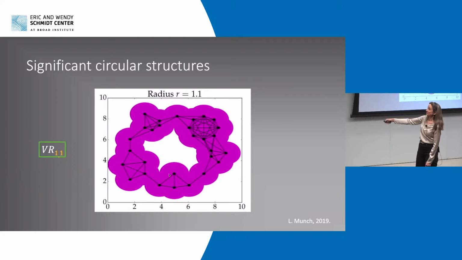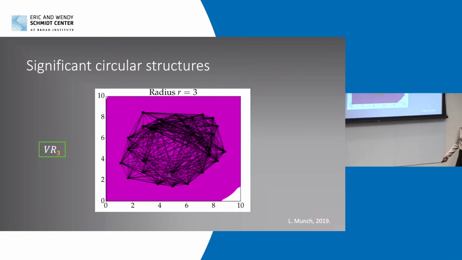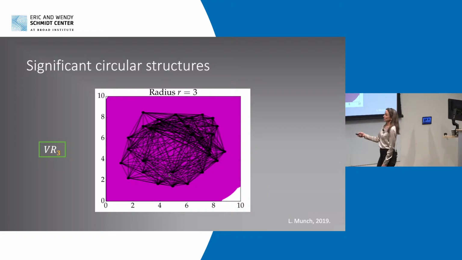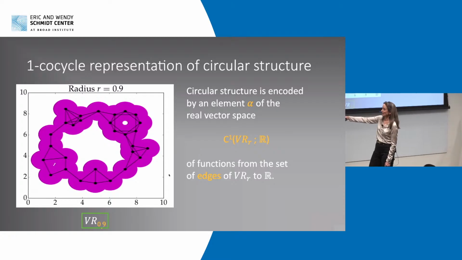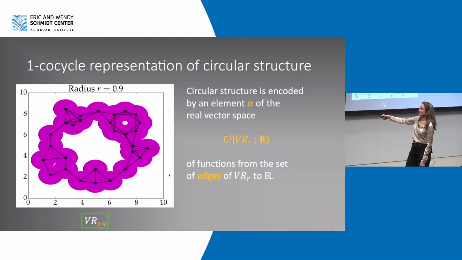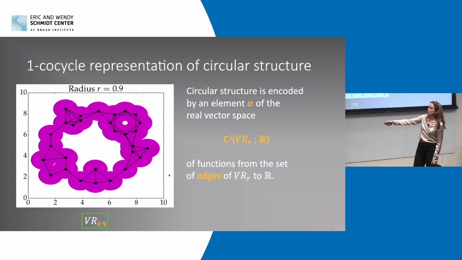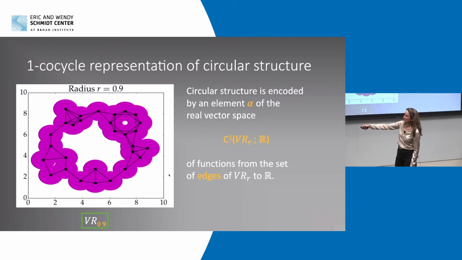If we continue growing these balls like this, then it starts filling up more and more until at some point it's all filled up, and there's no more really interesting topology in the picture. So what are we going to do in this case? We're going to go back to this critical radius of 0.9, and we're going to find a way of encoding this circular structure by what's called a one cochain. If we assign a real number value to each of these edges here, we can assign a real number value in a way that gives us just a function from the set of edges of this structure.